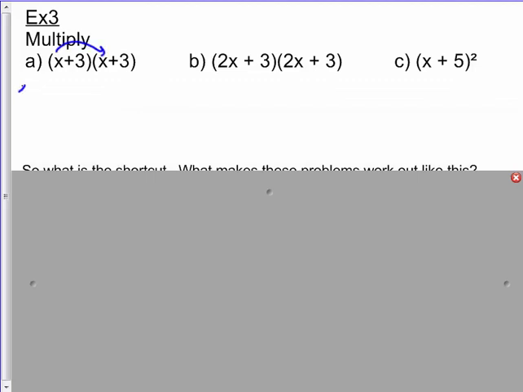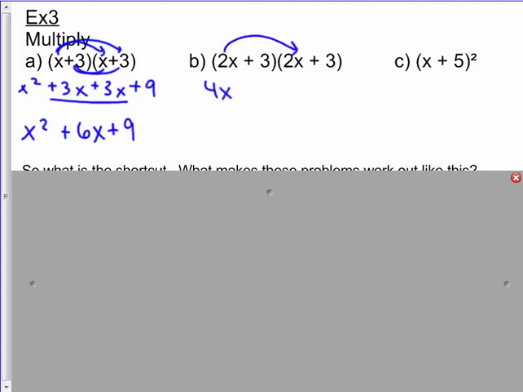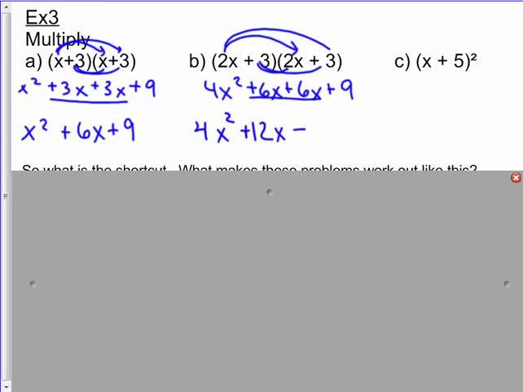So now I'm going to do the same thing with example 3. I'm going to multiply here. X squared plus 3x. And I'm going to multiply the 3 again. 3x and 3. Now in this one, 3x and 3x add together to get 6x. So I get x squared plus 6x plus 9. So when I FOIL, the first one is 4x squared, the outer one is 6x, inside one is 6x, the last one is 9. When I combine my middle terms together, I get 4x squared plus 12x plus 9.